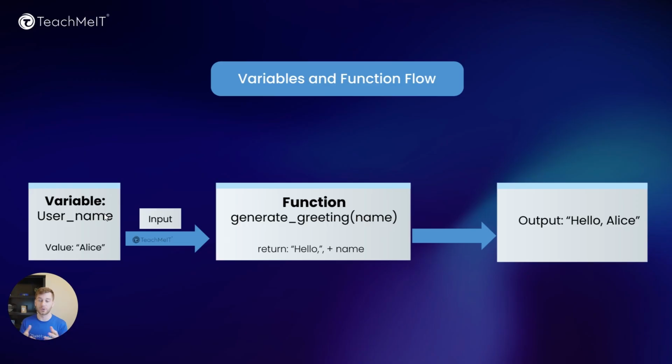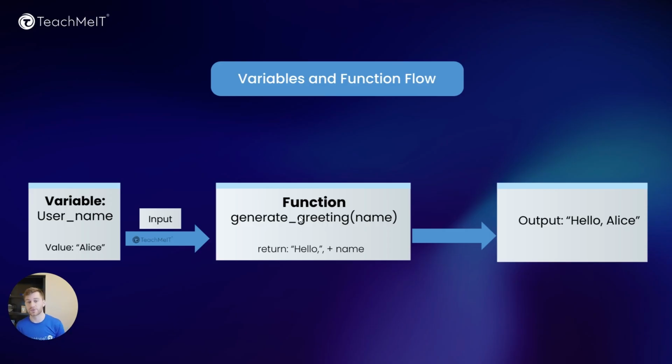From here, we have variables and function flow. An example of a variable here is user underscore name, and it has the value of Alice. So Alice's username is Alice. Then we have a function, for example, generate underscore greeting, parentheses name. This might return hello plus name.